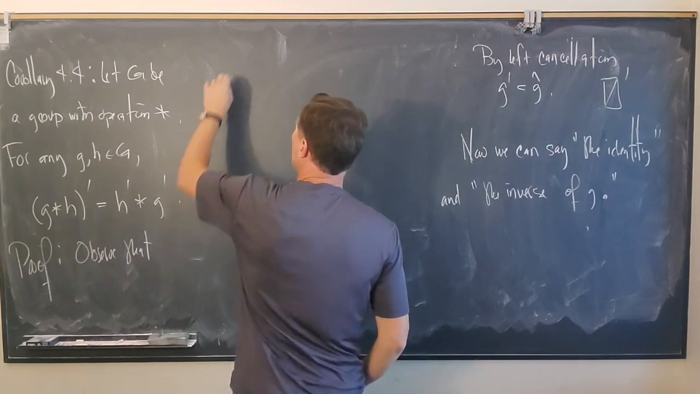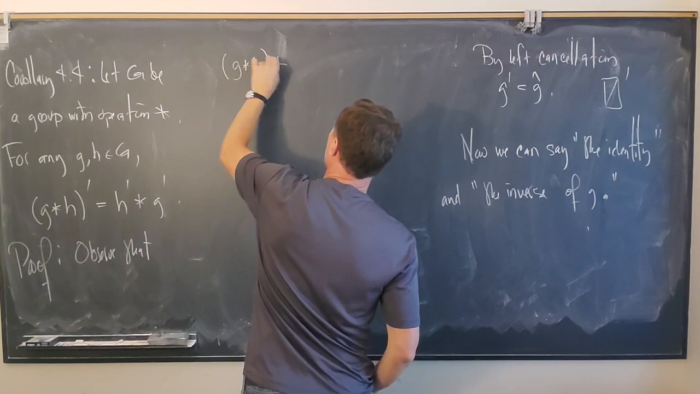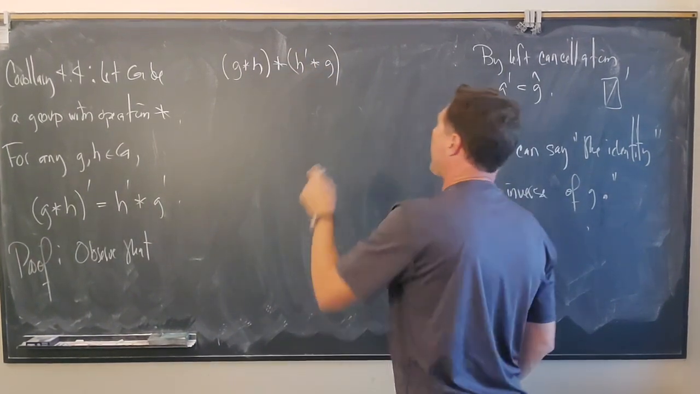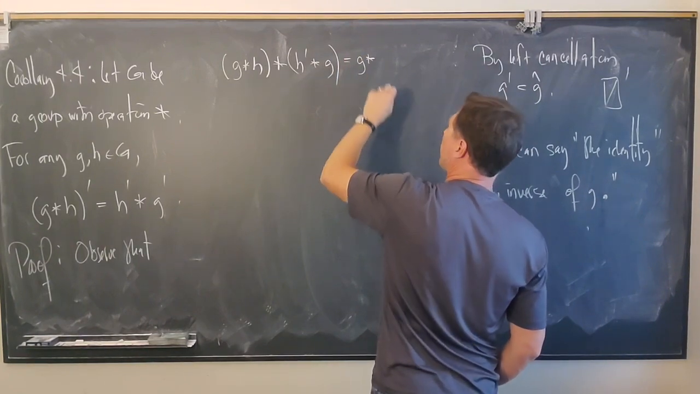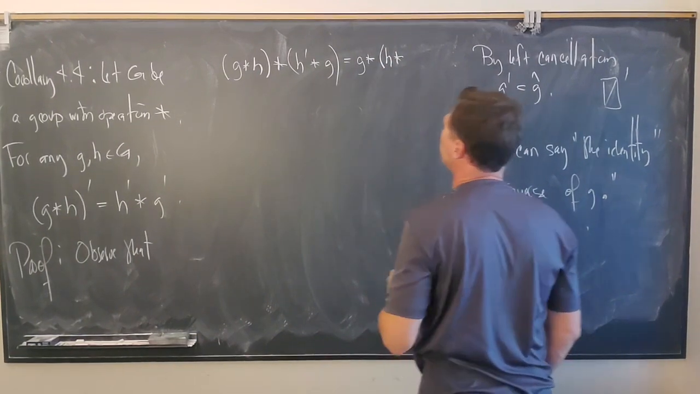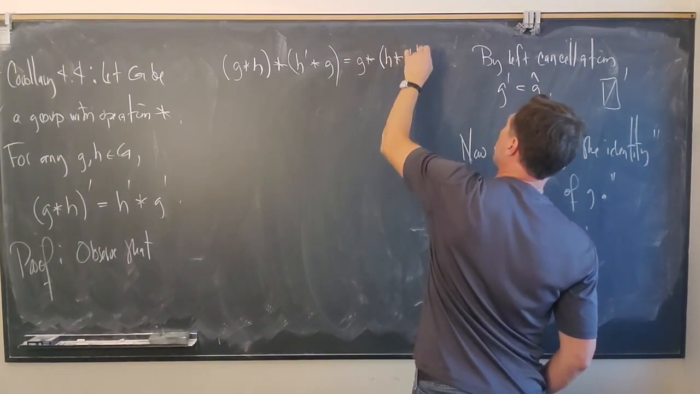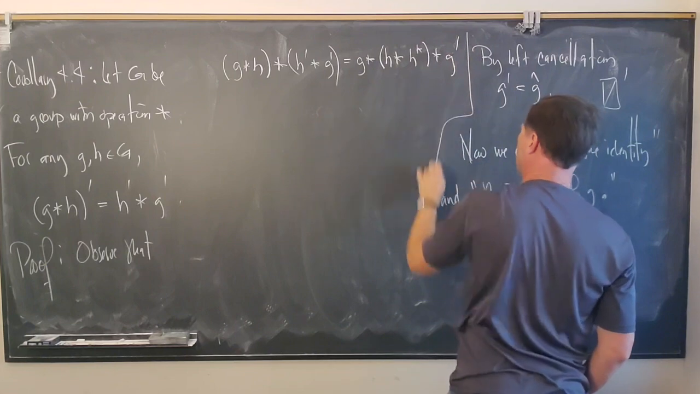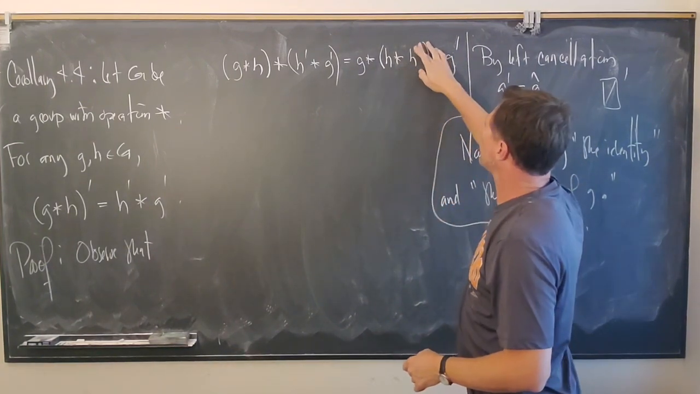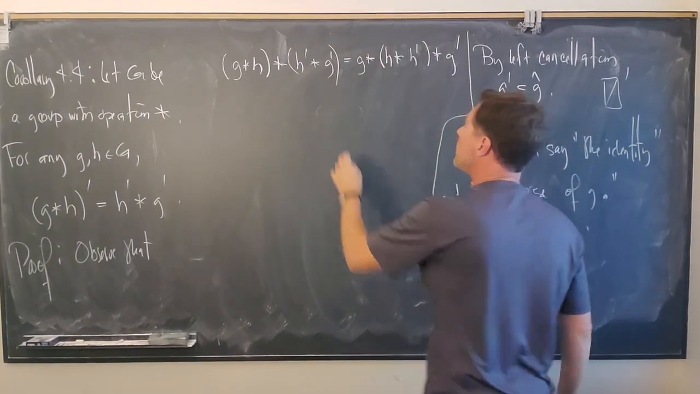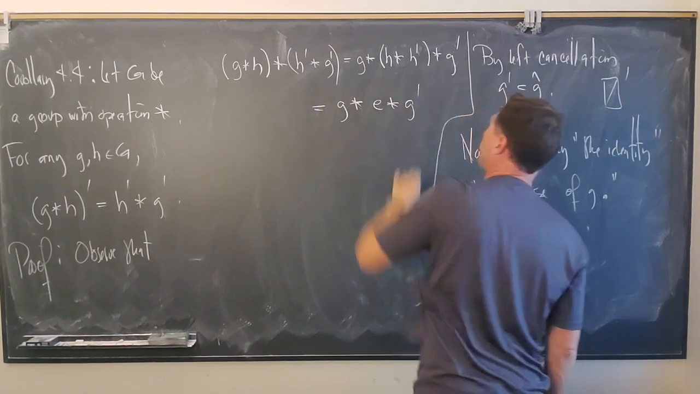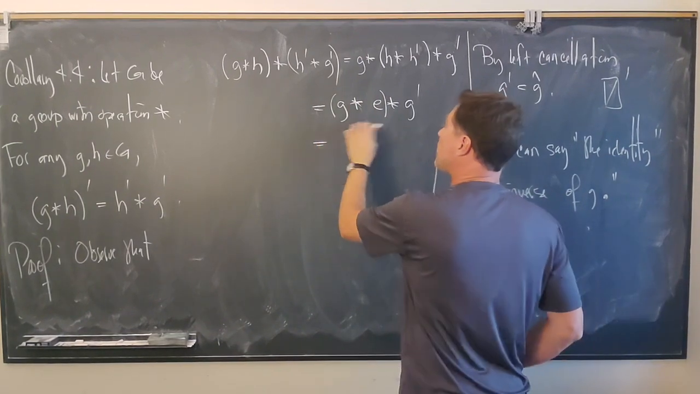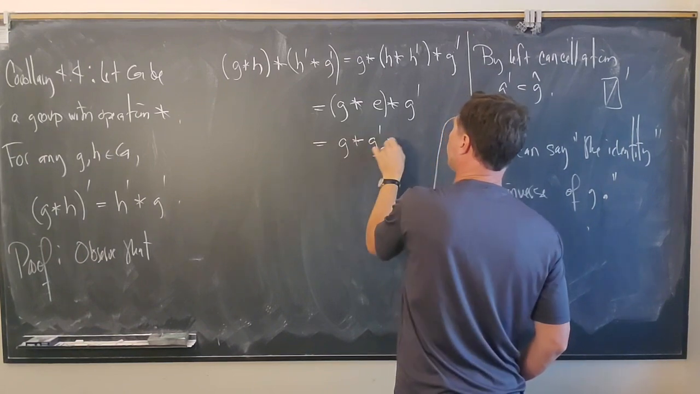we're going to have G star H star H prime star G prime. That's equal to G star, and I'm going to use the associativity property now, parentheses in the middle, H star H prime star G prime. In the middle, what we have is G star E star G prime. I can put the parentheses on either side. Now we know that G star E is equal to G, so this is G star G prime, and then we know that that's equal to E.